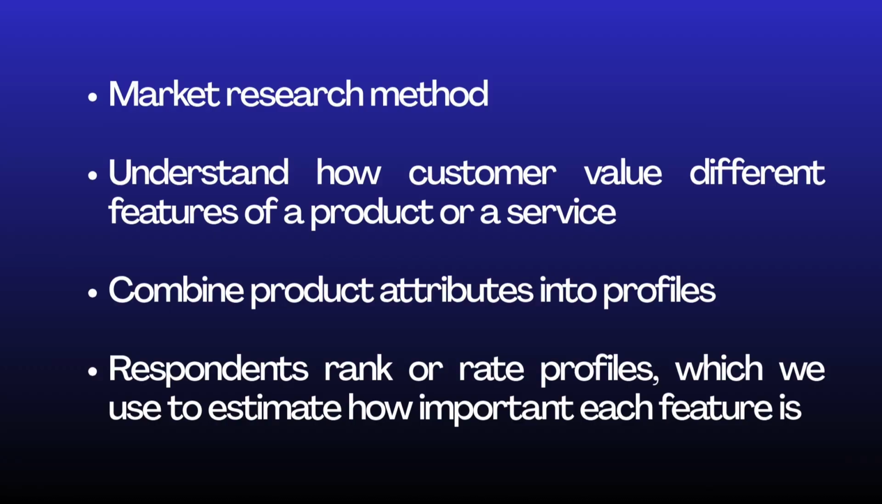In a conjoint study, we combine product attributes like price, color, brand, or delivery into different product profiles. Respondents rank or rate these profiles, and from that data, we estimate how important each feature is. It is widely used in marketing, product design, pricing strategy, and even by tech companies when testing new features. In this video, I will show you how conjoint analysis works step by step using real data.